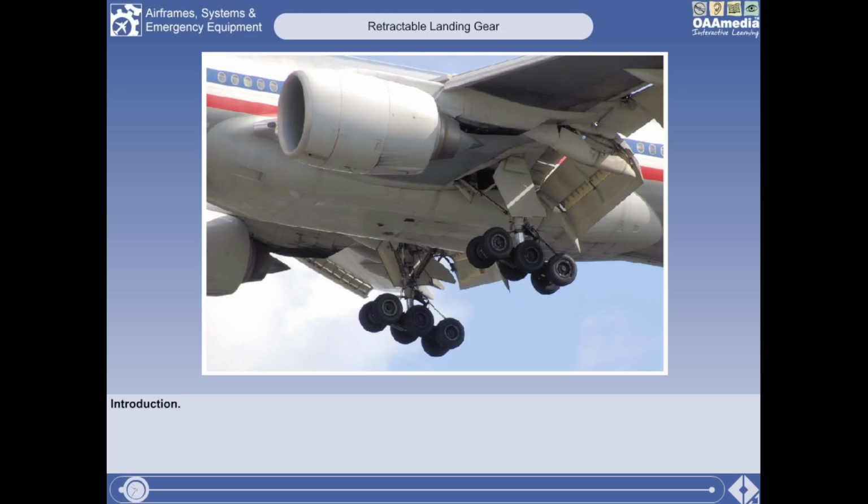In this lesson, we will look at the design and construction of retractable main landing gear. The majority of modern transport aircraft and an increasing number of light aircraft are fitted with a retractable landing gear for the simple purpose of improving aerodynamic performance by helping to reduce drag in flight.